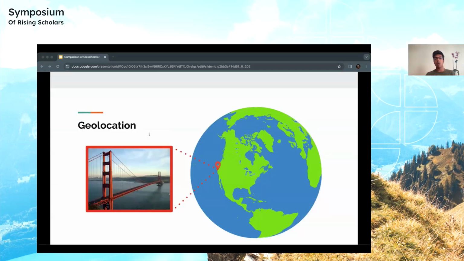So first of all, what's geolocation? Essentially, it's the process of analyzing an image and figuring out where it was taken, right? Where are its coordinates on a map? So for example, if we have this picture of the Golden Gate Bridge, it's pretty obvious that this was taken in San Francisco. But if you imagine that instead we had some random field in Canada, it would probably be a lot harder to guess.